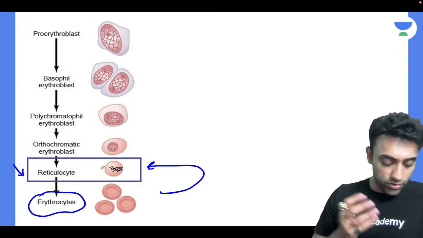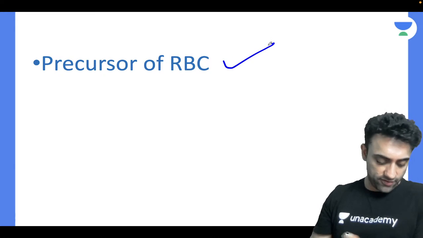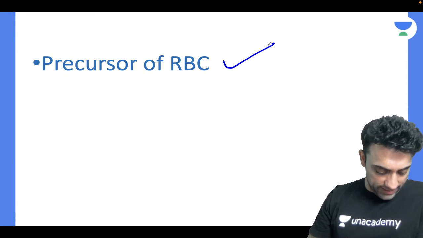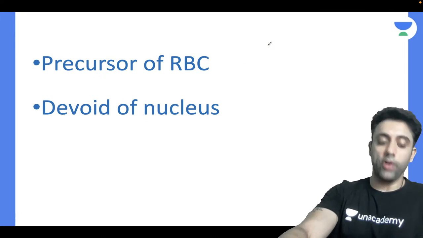Very beautiful. This is so nice. You guys already know this. Savan says they are precursor of RBCs. Very true. And Osama says exactly, they are precursor of RBCs, and they are devoid of nucleus.